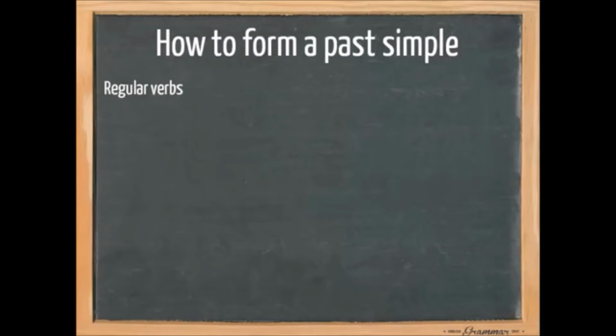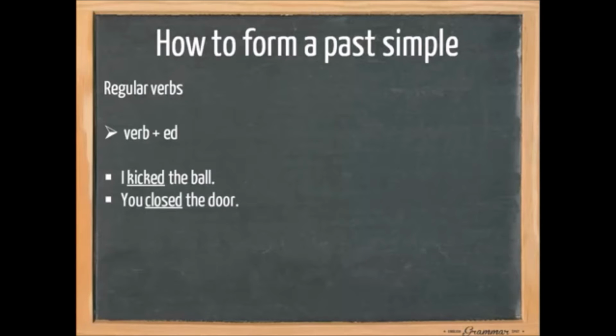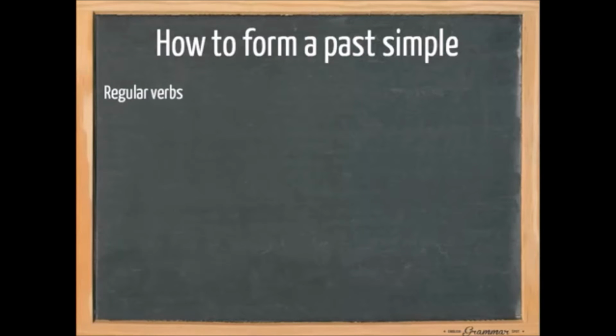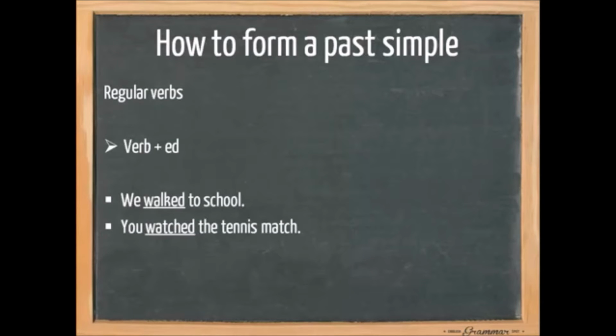How to form a past simple? For the regular verbs, we simply use the infinitive form of the verb and we add ed. I kicked the ball. You closed the door. He wiped the table. She cooked dinner. And it rained yesterday for the singular forms. And for the plural forms, we walked to school. You watched the tennis match. They marked the tests.